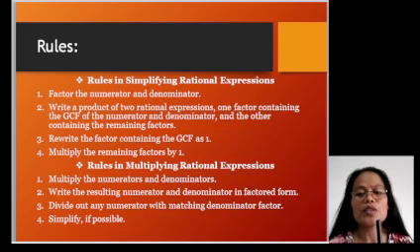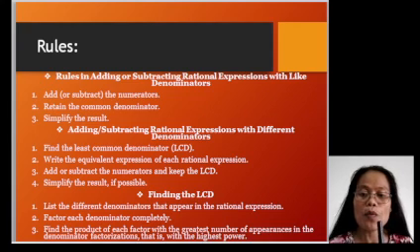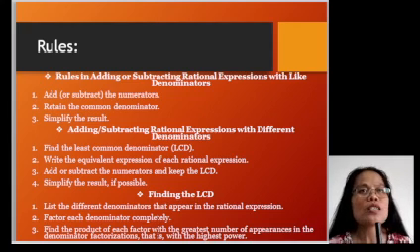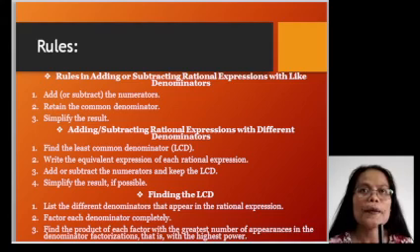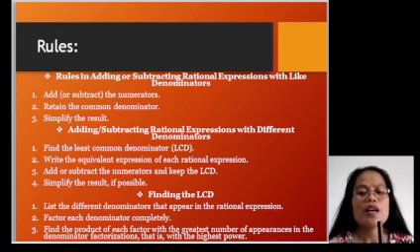The next will be the rules in adding or subtracting rational expressions with like denominators. Number 1, add or subtract the numerators. Number 2, retain the common denominator. Number 3, simplify the result. So this is just a review of adding and subtracting fractions. They have the same rules.